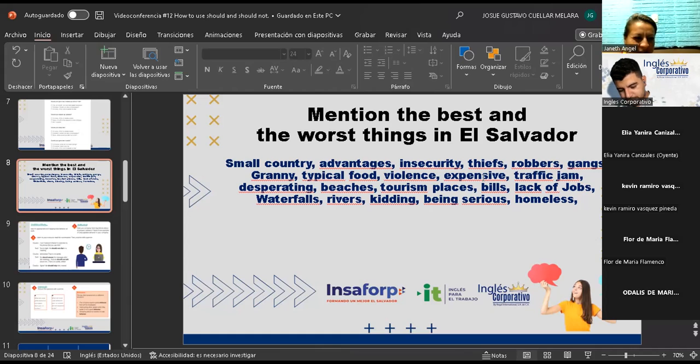Marvin, are you there? One of the best things of El Salvador is its tropical food. Yeah, because we have a lot of typical food and it's so delicious. Definitely. But the worst thing is the insecurity in the country. Yep. I agree with you, Marvin. And the typical food, we have a lot of variations. If you can count the typical food, we have different dishes, different options.